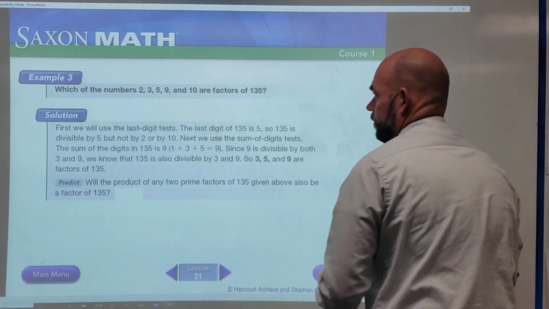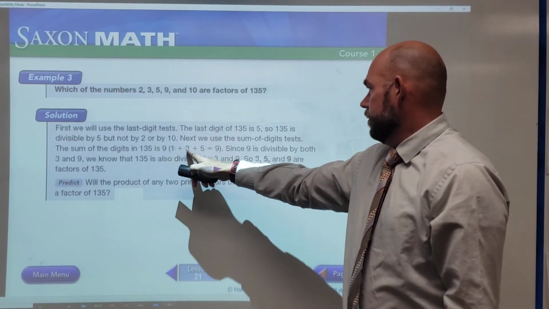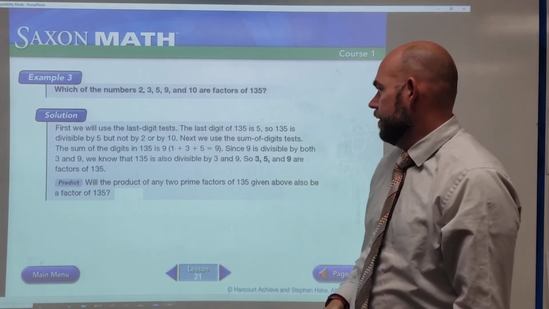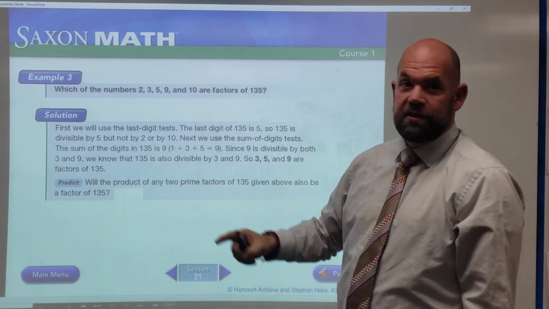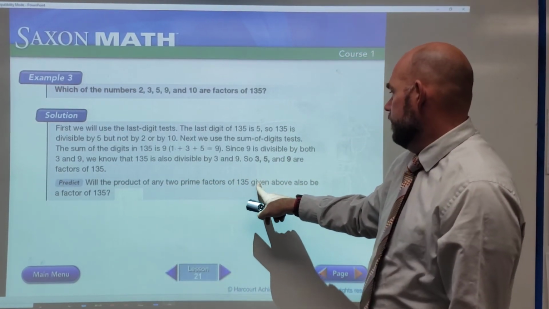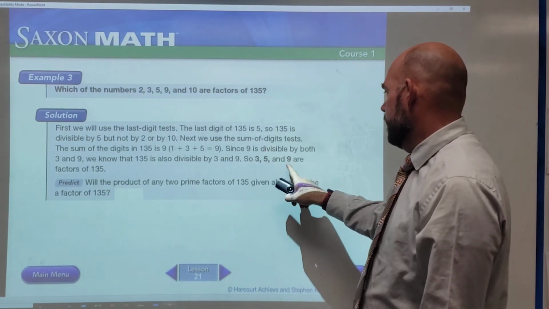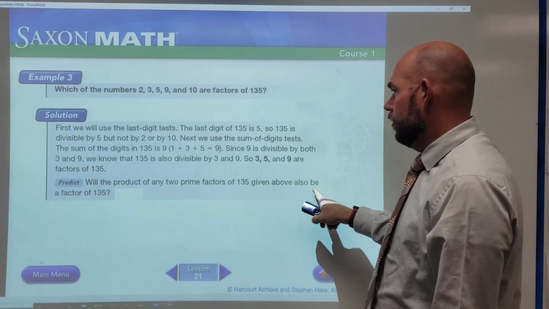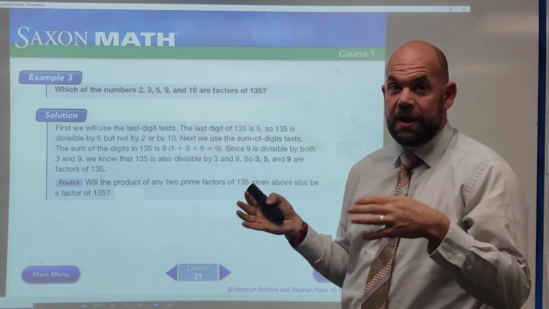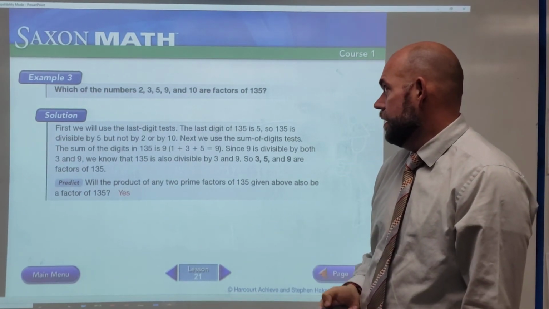So it's both 3 and 9 in this one. Let's check our work by looking through this. We did all these tests already. 1 plus 3 plus 5 is 9. So we know 3, 5, and 9 are factors of 135. Now let's predict. Will the product of any two prime numbers of 135 given above, so this multiplied by this or this multiplied by this, also be a factor of 135? Yes, because if you can divide 135 by any number, it will give you that other number. So the answer would be yes.